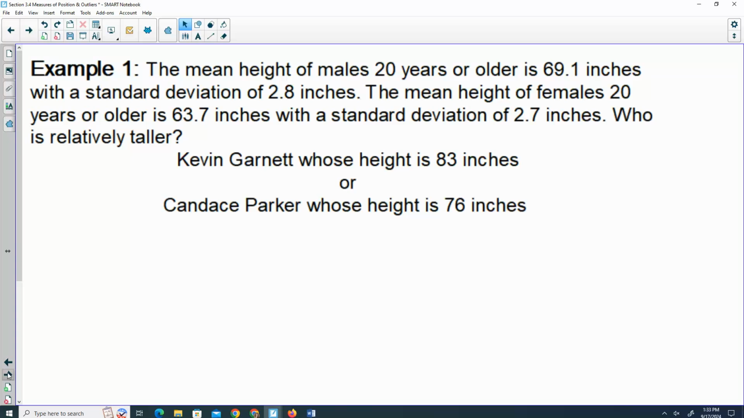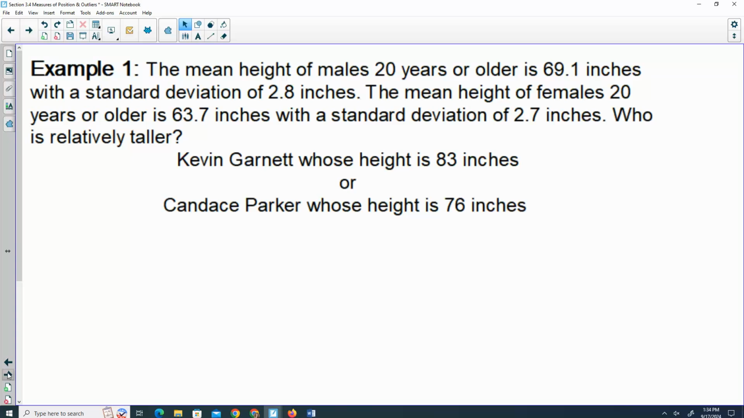So let's look at an example and try to interpret this. The mean height of males 20 years or older is 69.1 inches with a standard deviation of 2.8 inches. The mean height of females 20 years or older is 63.7 inches with a standard deviation of 2.7. Who is relatively taller? We're not just saying who is taller, but who is taller with respect to other people in their age group?